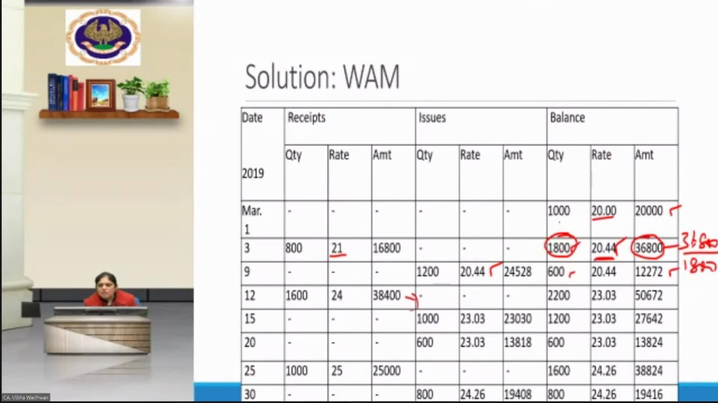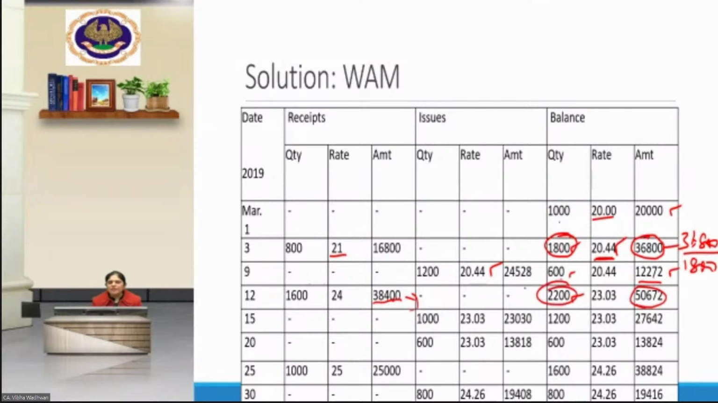All right. So 600 was the balance plus 1600. Add quantity to quantity. 2200 is the new quantity with new balance. Add the amount to the amount. So 12,272 plus 38,400. Add amount to amount, add quantity to quantity. So every receipt will increase the quantity and the amount. Clear? So the new amount will be 2,200 and 50,672.